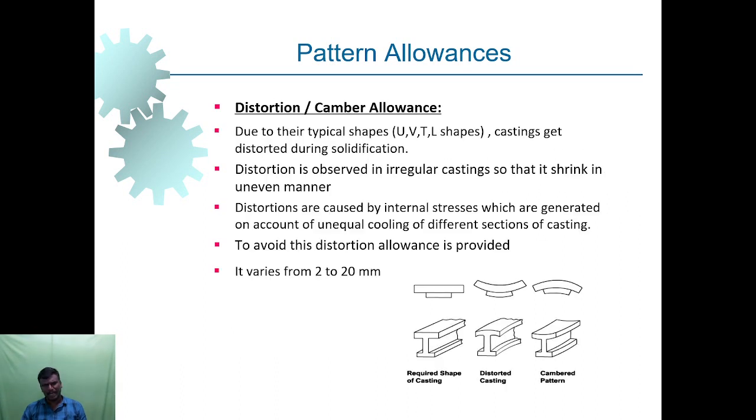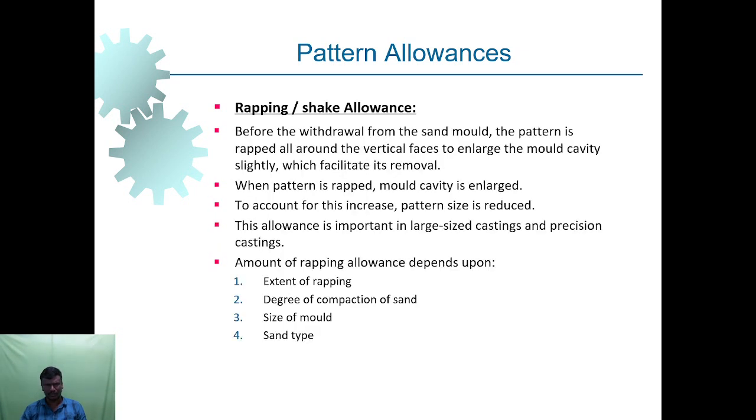Next, the distortion and camber allowances. Due to its difficult shape, the casting can get distorted during solidification. The distortion is observed in irregular castings, so that they swing in an uneven manner. The distortion is caused by internal stresses generated on account of unequal cooling of different sections of the casting. To avoid this distortion, a distortion allowance is provided. It varies from 2 to 20 mm.